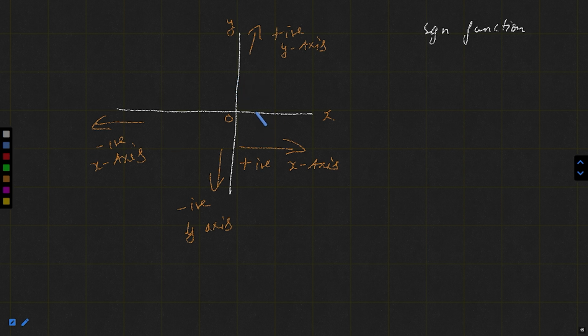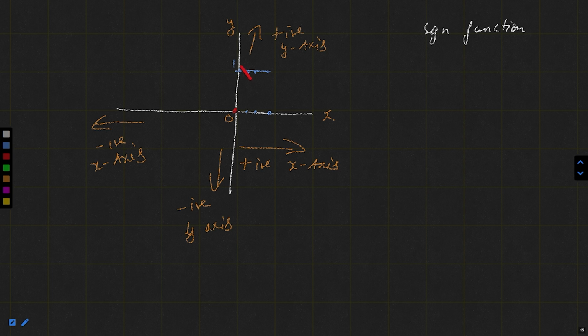So when we are here, suppose this is some positive x, then what will be my output? My output will be just 1, like here. If I am here, my output will be here. If I am here, my output will be over here. But at 0, my output is what? At 0, my output is this.